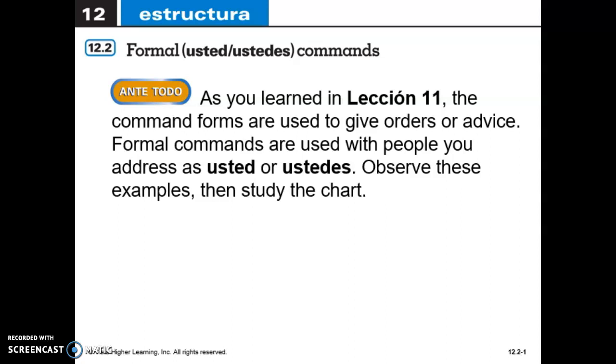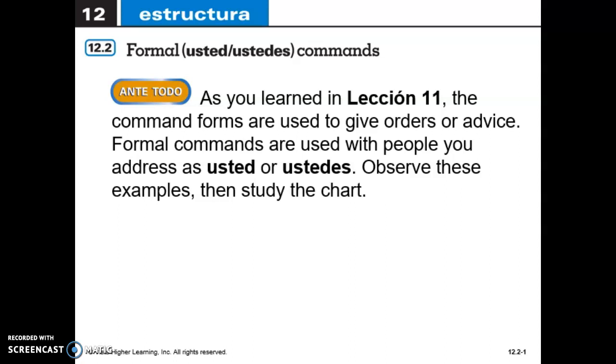So first of all, you have to remember that to give commands is basically that we're talking directly to the person and telling that person to do something, okay? So that is why we have the forms tú or the forms usted or ustedes, because we are addressing the person, we are telling that person to do something.